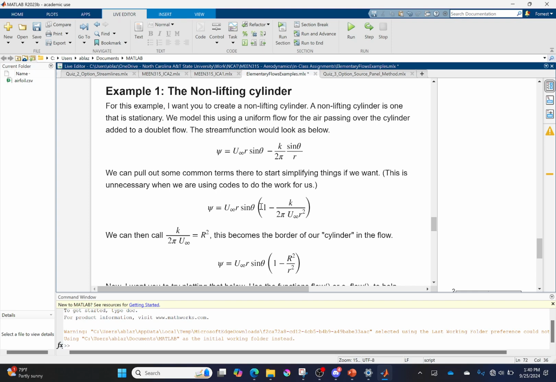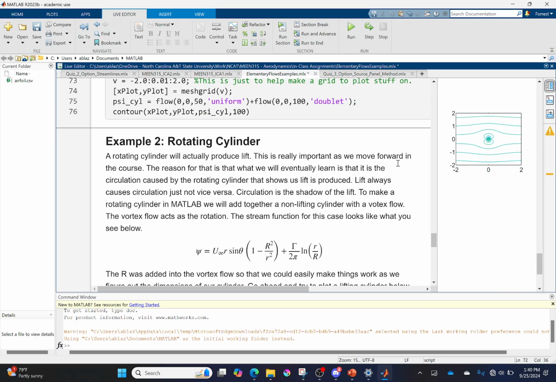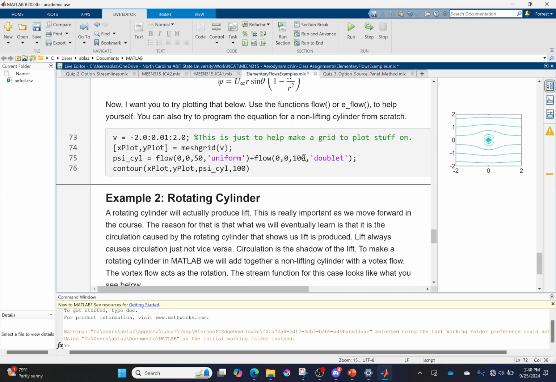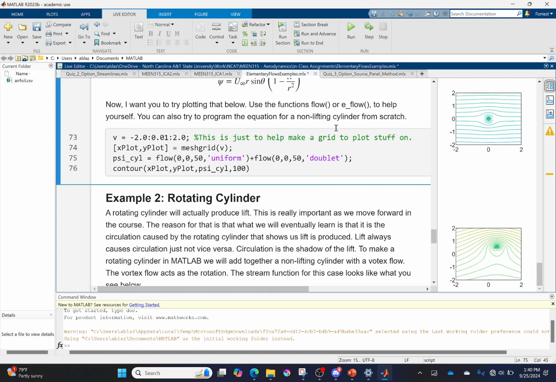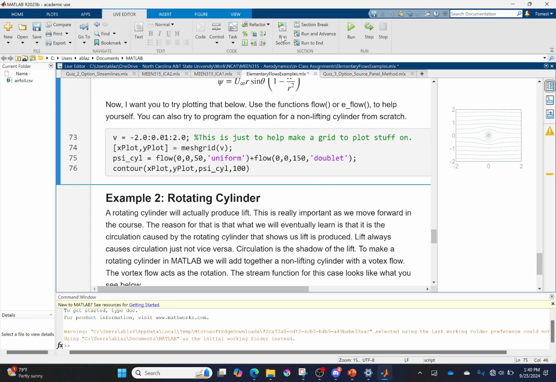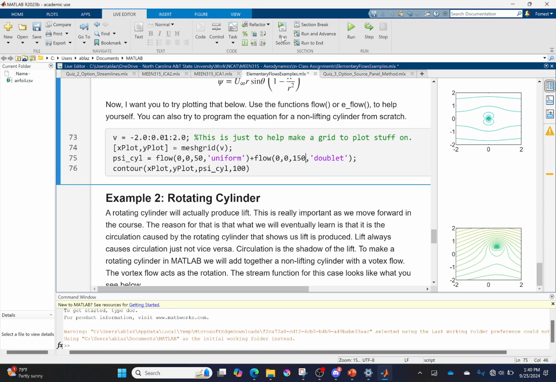Okay, so here's our non-lifting cylinder. What is a non-lifting cylinder going to look like? I'm going to go ahead and show it to you down here. It's not perfect. Let's make the doublet 50. I think I forgot to change that back. I went the wrong direction entirely. Let's make it 125, 150. Stronger doublet. Okay, there it is.